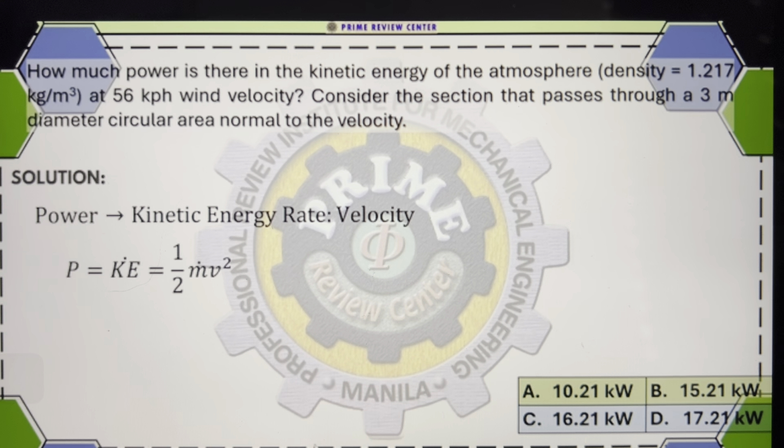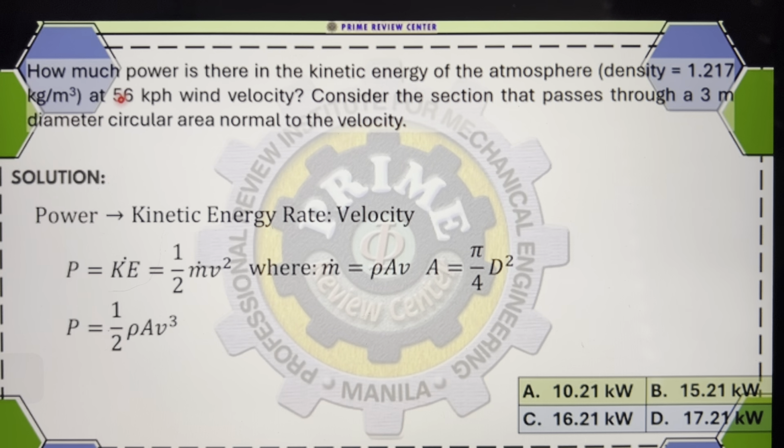We know that mass flow rate is rho AV, and yung area, pag diameter ang given, is pi/4 D squared. So, basically, pag dinirect substitute mo yung mass flow rate dito sa 1/2 mv squared, nagiging 1/2 rho AV cubed. And since circular area, then that's pi/4 D squared. So, density is given. Area, given the diameter, is 3 meters. So, direct substitution. Yung velocity, 56.